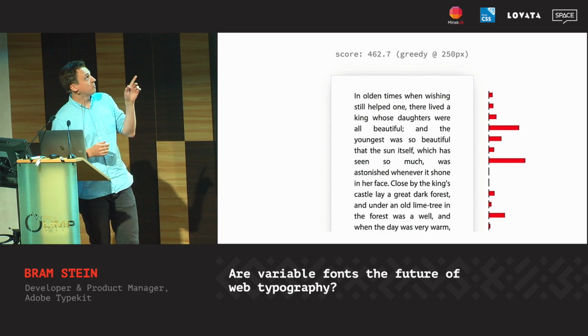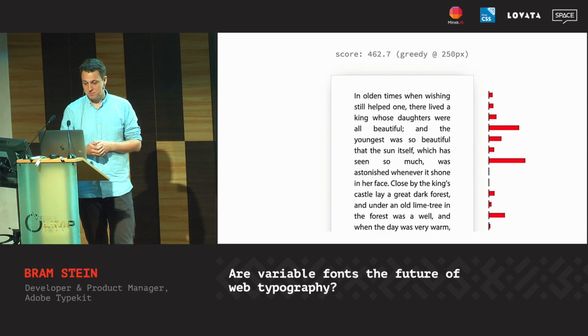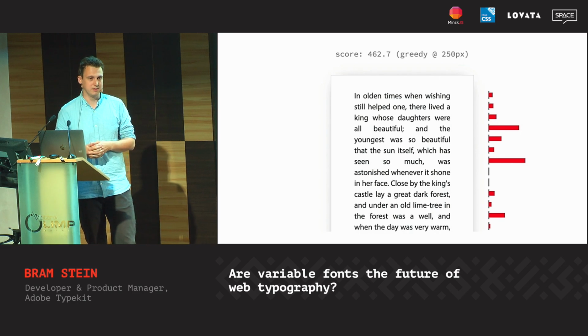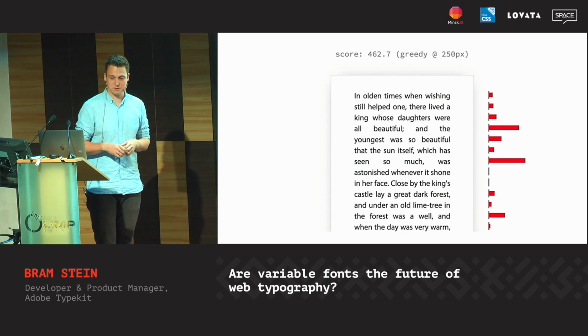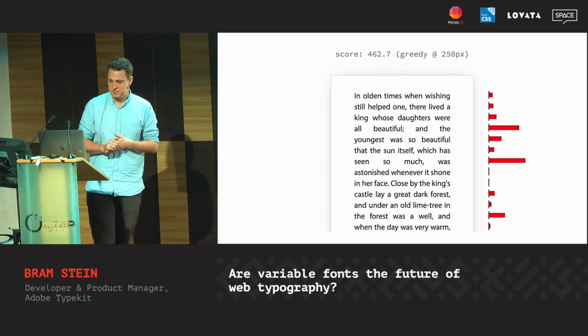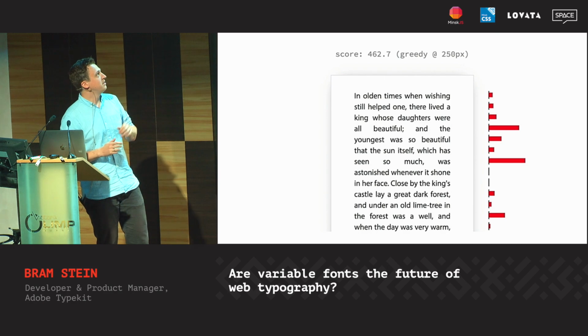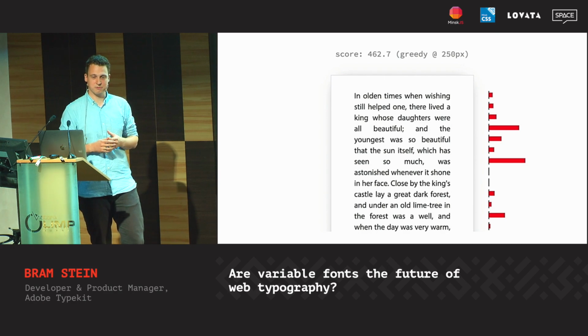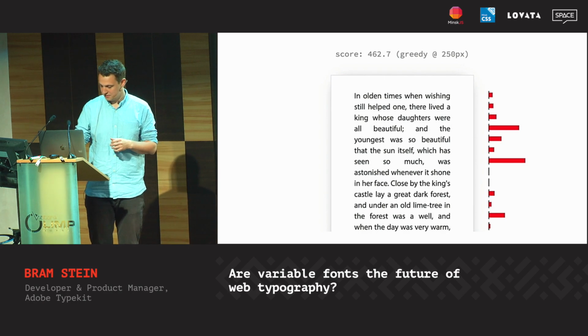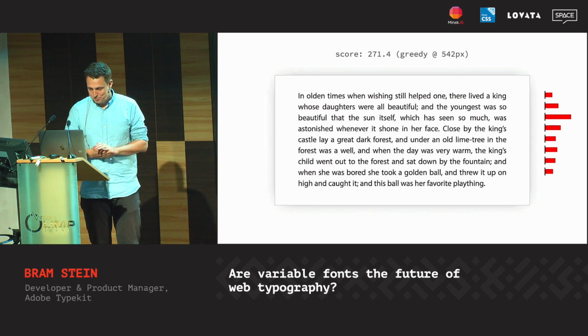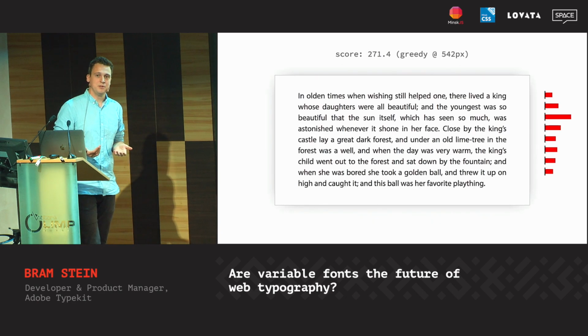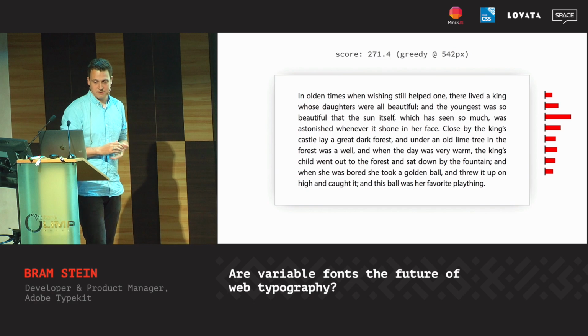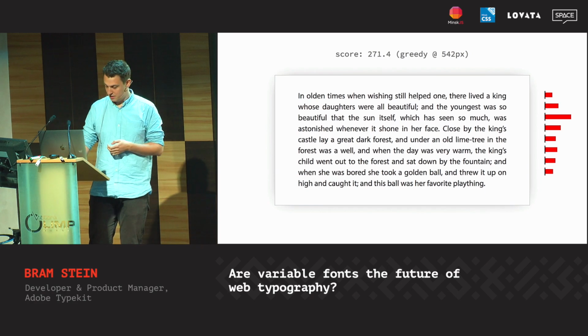By the way, the score at the top is the sum of all the extra white space in the paragraph, and lower numbers are better, of course, because you don't want too much white space. Also, the greedy is because this algorithm is called the greedy algorithm, but I won't go into details on that one. Now, of course, you shouldn't use justification without enabling hyphenation. So let's do that and see what happens.